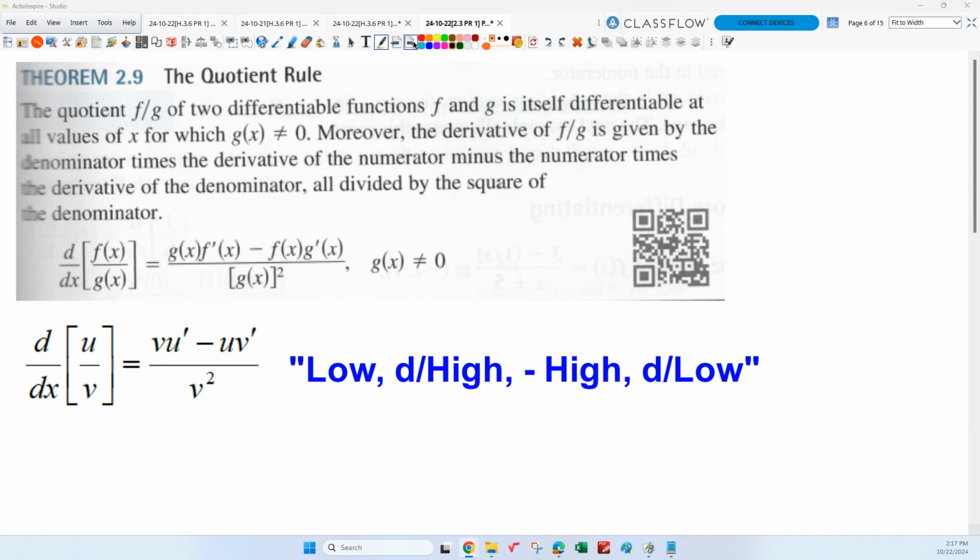The way I always remembered it, I always thought of it as vdu minus udv, and so it sounds like video. So that's how I always remembered it. This is probably a better way. Low d high minus high d low. What's that mean? u is the high function, v is the low function. So we do the low function times the derivative of the high function minus the high function times the derivative of the low function. So low d high minus high d low. Everybody say that. Low d high minus high d low. There you go. That's it. All divided by, on the bottom, whatever the low function is squared. Okay? So there's our quotient rule.